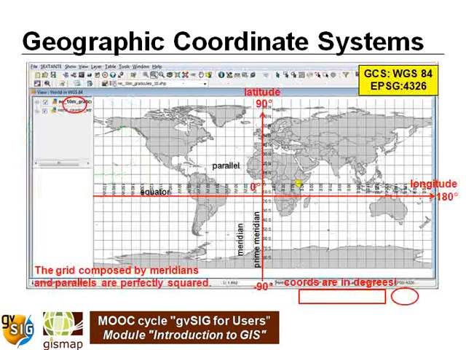You see here how it can be represented in gvSIG when you load a layer, in this case the world, in a geographic coordinate system. You will see coordinates in degrees, and the grid composed of meridians and parallels is perfectly squared. And here you have this EPSG code, which is a coding used to name different systems, that in the case of the geographic coordinate system is 4326. Remember this code because you will use it very frequently.